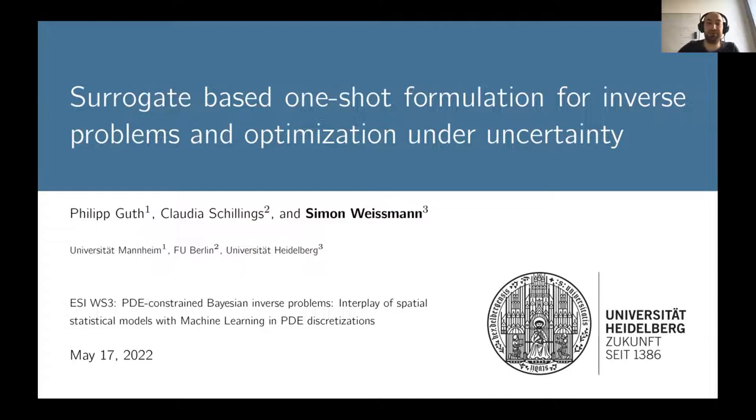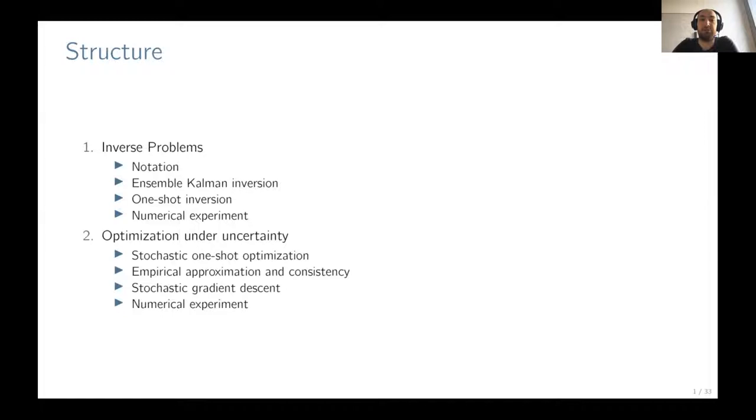So let me start with a short structure of the talk. The first part will be on inverse problems and the incorporation of one-shot inversion, and here also some focus on ensemble Kalman inversion as a solver for the inverse problem or the optimization problem behind. The second part will then consider optimization under uncertainty, where we treat it as some stochastic optimization problem. The stochastic optimization problem has some constraint inside, and we will formulate this stochastic one-shot optimization problem corresponding to it and introduce some empirical approximation.